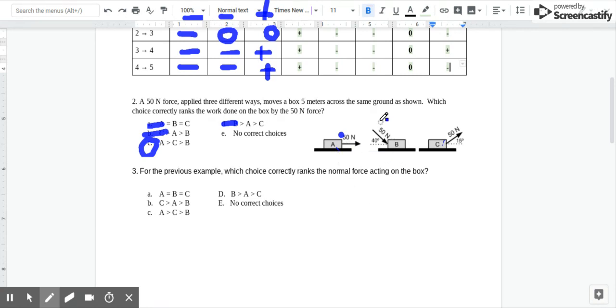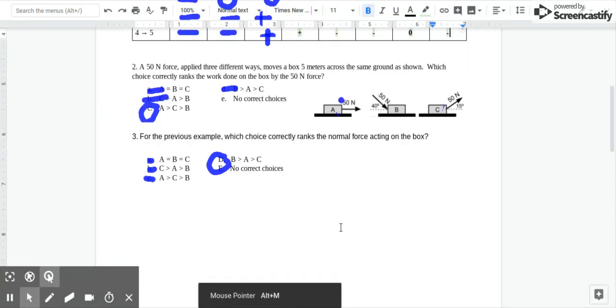The last one, the normal force. What we know is that if you push something into the ground, that increases normal force. So B has the most normal force, so we can immediately get rid of all of these. And we know when we lift something up, like we're doing in C, that decreases the normal force. So it should go B, A, C. So that's this one right here.